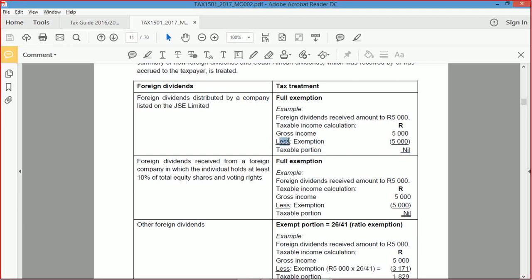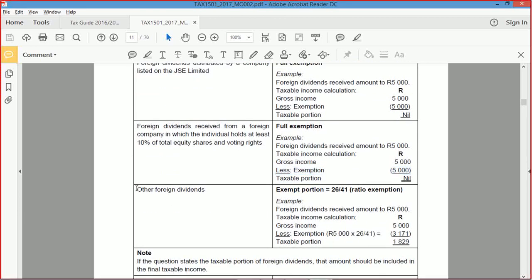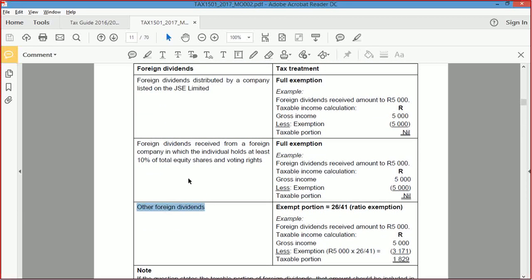So legislation: foreign dividends distributed by a company listed on the JSE, so it's exempt. Yeah, I thought it was. See, exempt. Even this one: foreign dividends received from a foreign company in which the individual holds at least 10% are also exempt.